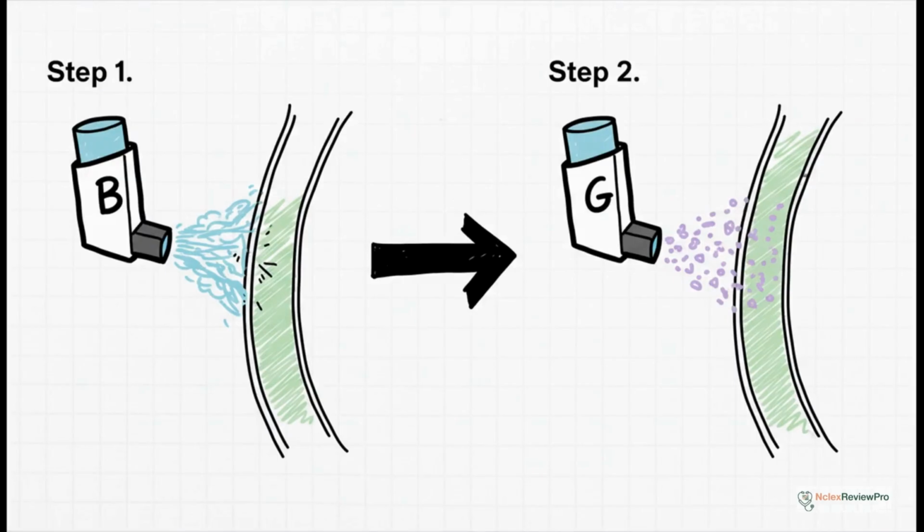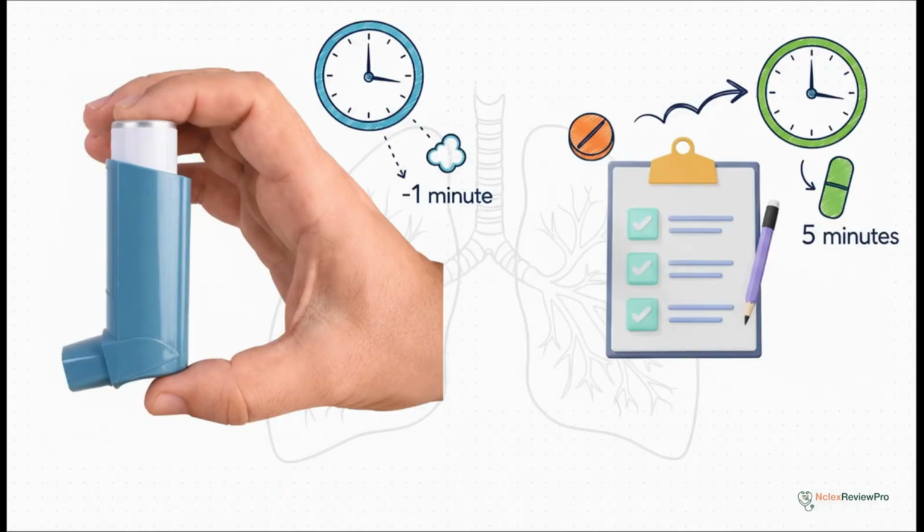So if your patient has to take two different inhalers, a bronchodilator and a steroid, there is one golden rule for the sequence. Remember, B comes before G. You always give the bronchodilator first. Think about it. It just makes sense, right? You want to open up the gates first with the bronchodilator. Then you give the glucocorticoid, the steroid, so it can travel way deeper into those freshly opened airways and do its job.